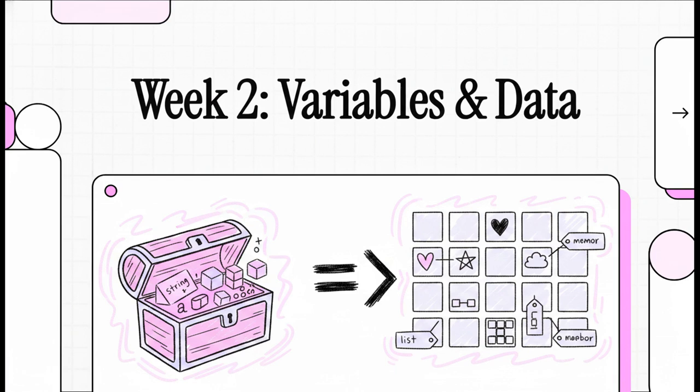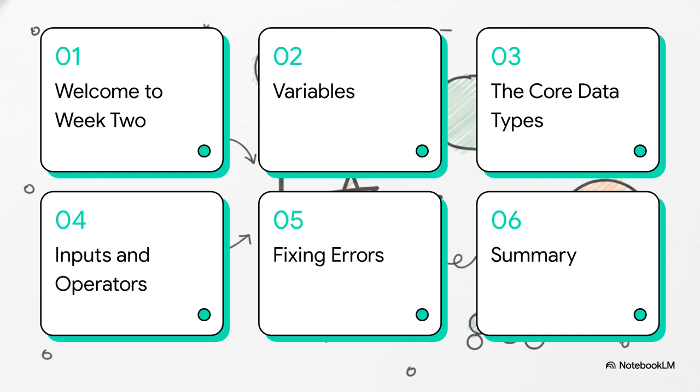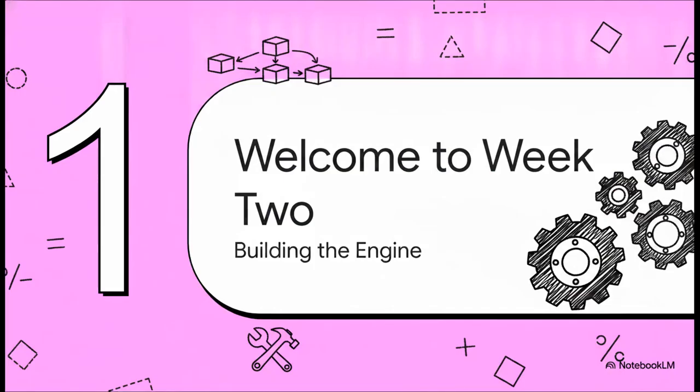We are going to dive right in today because we're moving beyond the absolute basics and starting to give our programs some real memory and honestly, some real power. All right, quick look at today's game plan. We'll start with a welcome back to week 2, dive into variables as your data containers, break down the core data types, look at inputs and operators, troubleshoot some common beginner errors, and finally, we'll wrap up with a teaser for week 3. So let's get into it.